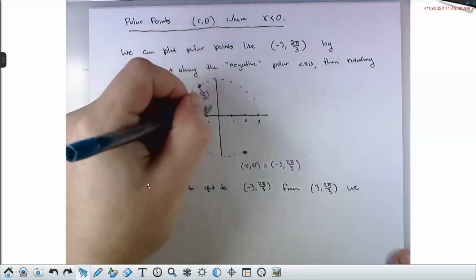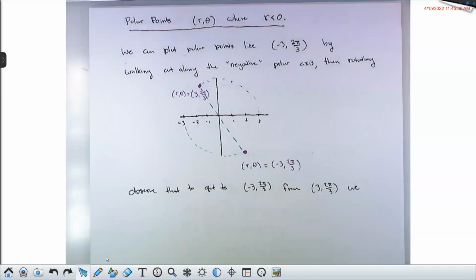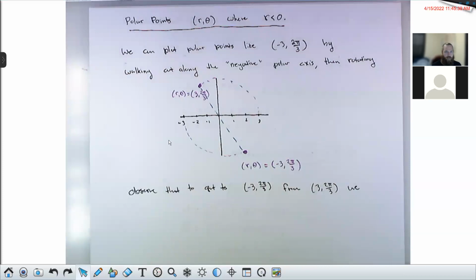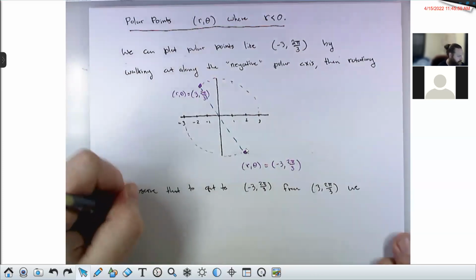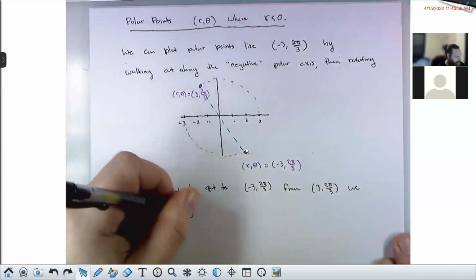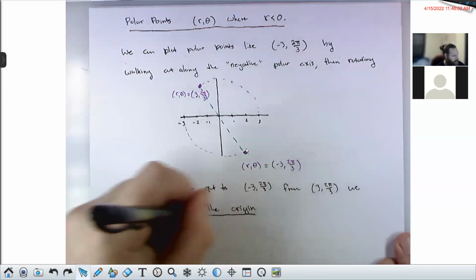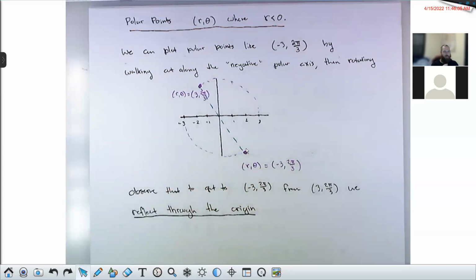We reflect through the origin. That's the symmetry. To get from 3, 2 pi over 3 to -3, 2 pi over 3, we take this point and we reflect it through the origin. And there's nothing special about the point 3 comma 2 pi over 3.